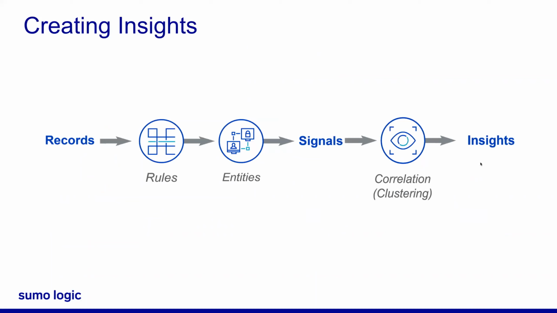Once a rule is in the system, whether it's a custom rule that you created or one that Sumo created, Cloud SIEM is going to use it to create signals. If a record matches a rule, an entity is going to be extracted from the record. And that entity, remember, is that IP address, a username, a domain name. It's telling us who the potential threat is.